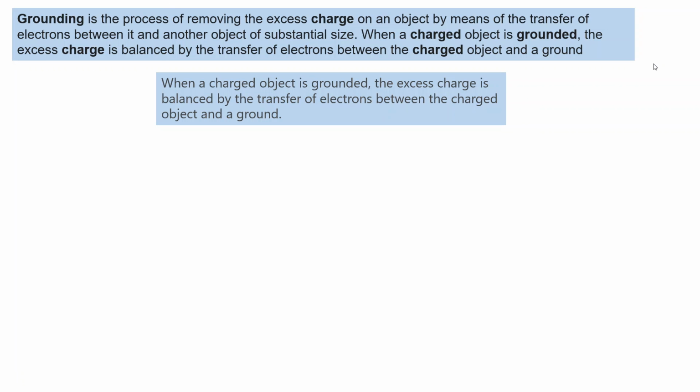Grounding is the process of removing excess charge on an object by means of the transfer of electrons between it and another object of substantial size. When a charged object is grounded, the excess charge is balanced by the transfer of electrons between the charged object and the ground. So that is just a repetition of the above.